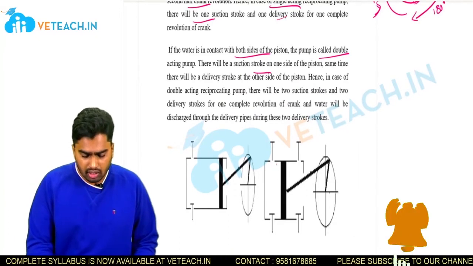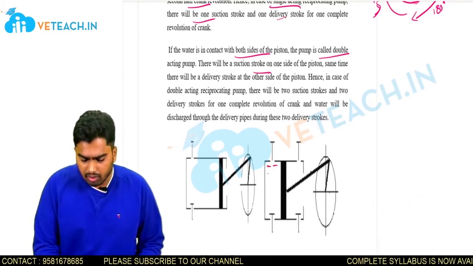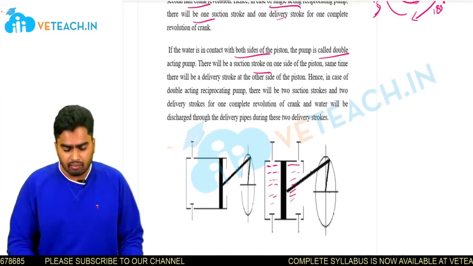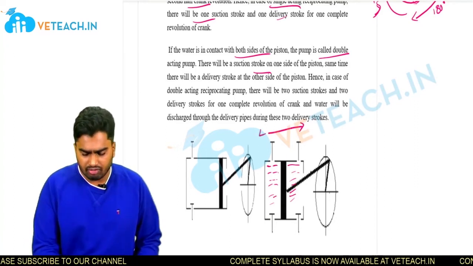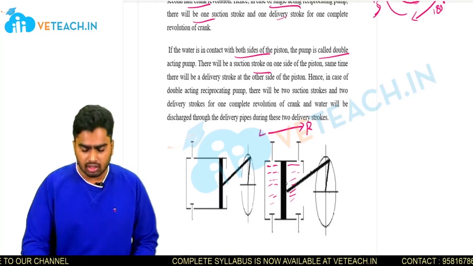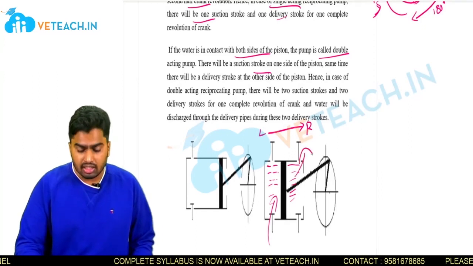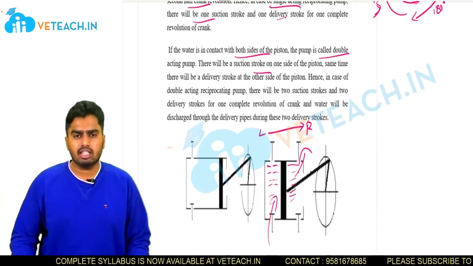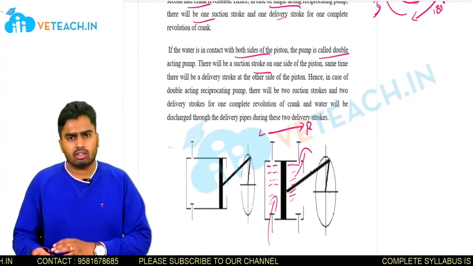So if you see here, on the left side, water is there. Okay, let us mark water with this dashed part. So on the left side we had water, and the right side also we had water. So what will happen? For example, let us take the piston is moving from left to right. So this is your left, this is your right. When the piston is moving from left to right, what will happen? At the left part of the piston, suction is taking place, and on the right side of the piston, delivery will take place. Okay, so this is what will happen. So simultaneously, in one single stroke only, at one part suction is happening and at another part delivery is happening.